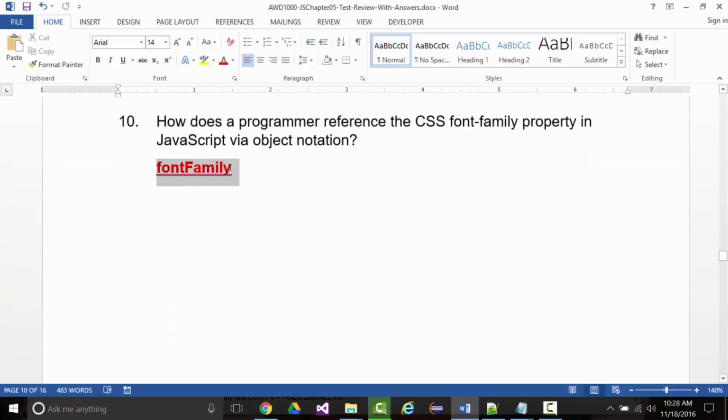Goes back to what we talked about before. Remember, not font-family. That's why you need to have the camel casing that's in there. I mentioned to you before why you'd want to do it this way and why you wouldn't want to do it that way. I think that's one of those multiple choice ones, and one of the options is like fontFamily like that, and one is font minus family. Don't do the one with a minus.